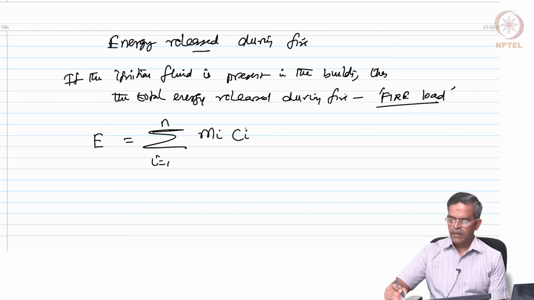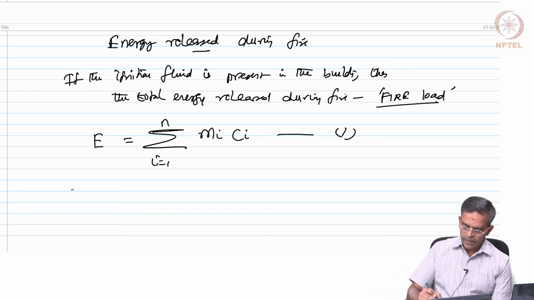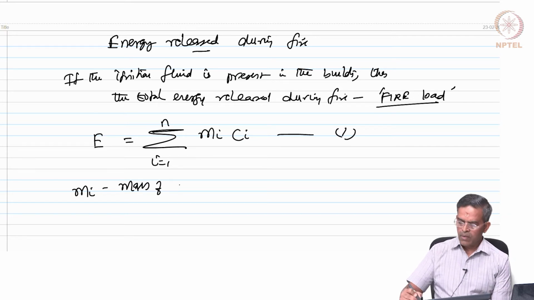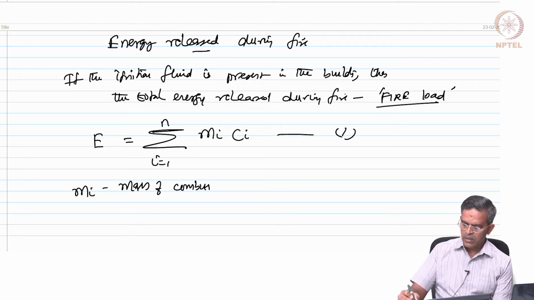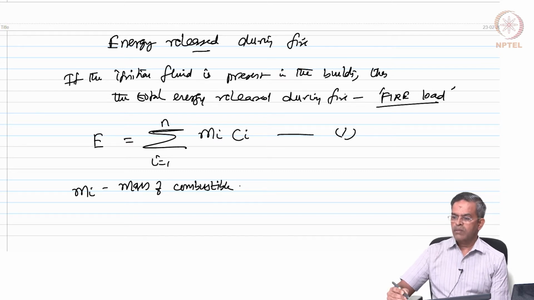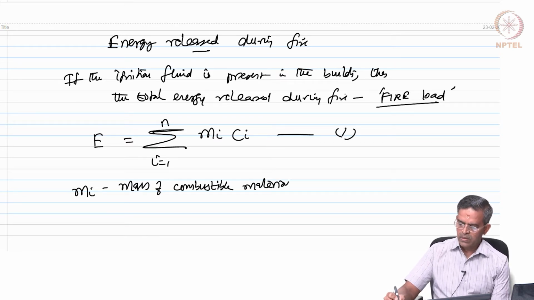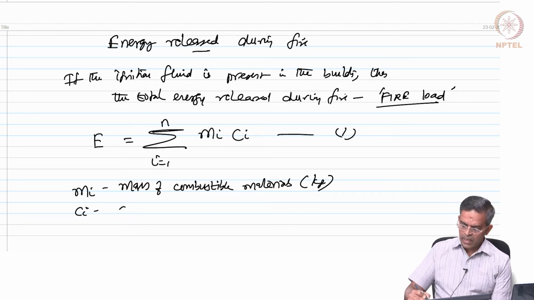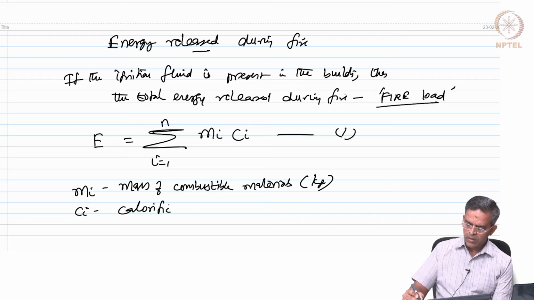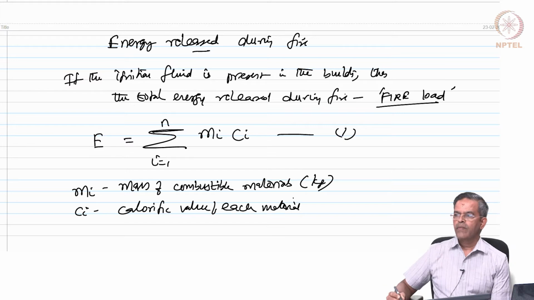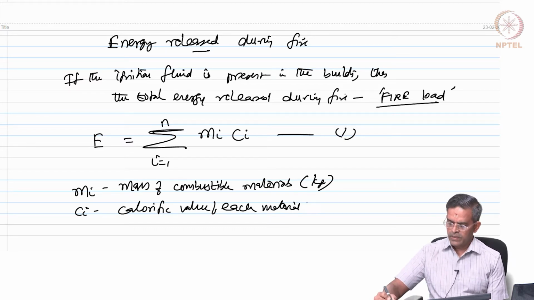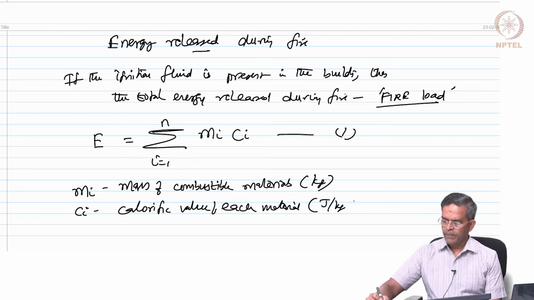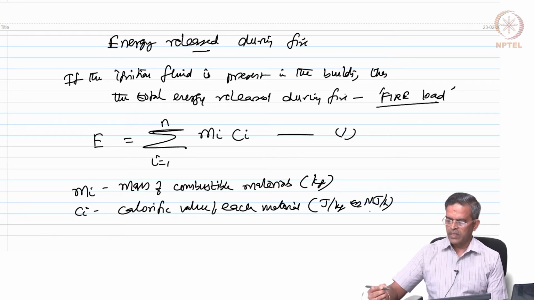Mi Ci, where Mi is the mass of combustible materials present in the building in kgs. Ci is the calorific value of each material, which is either in joules per kg or, of course, megajoules per kg.